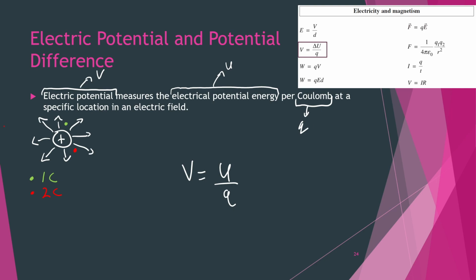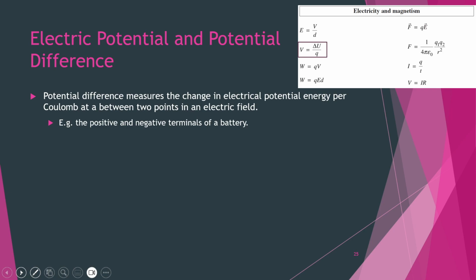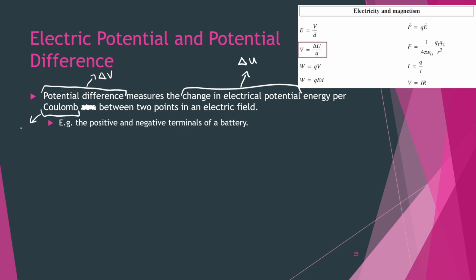When we start introducing our changes in or our deltas, this is where we talk about potential difference, because delta in our equations represents a change in or a difference in. And that's our potential difference here. So potential difference measures the change in electrical potential energy per coulomb between 2 points in an electric field. So potential difference technically is actually delta V. Change in electrical potential is delta U. And again, because we're working per coulomb, this is our per charge or our per Q. Meaning that for potential difference, delta V is equal to delta U on Q.